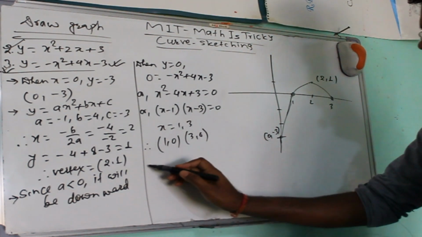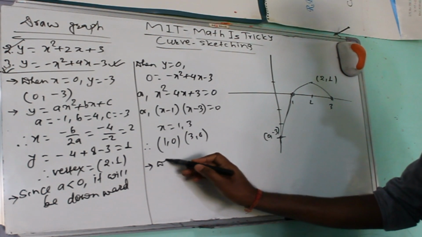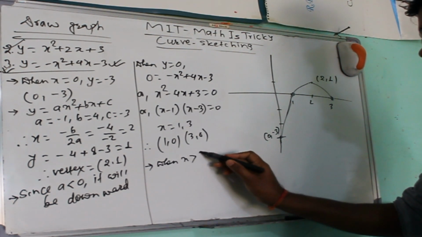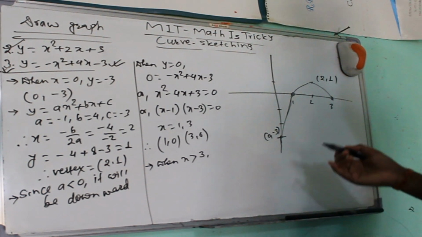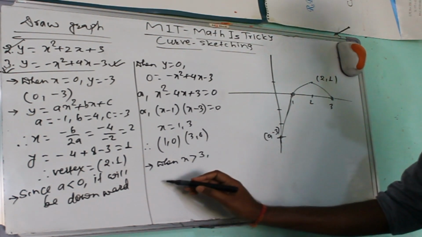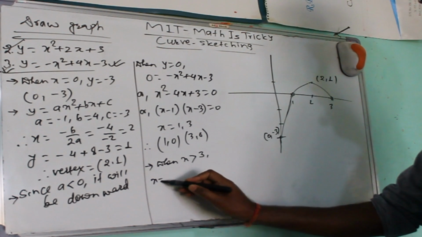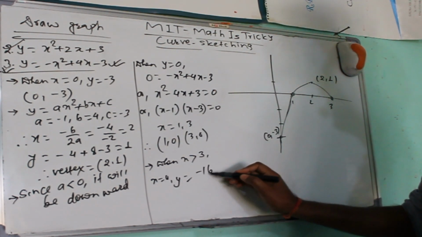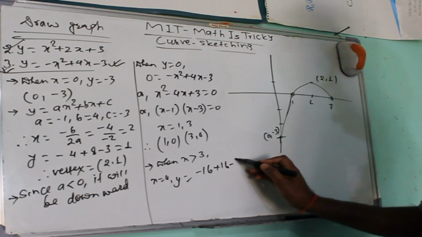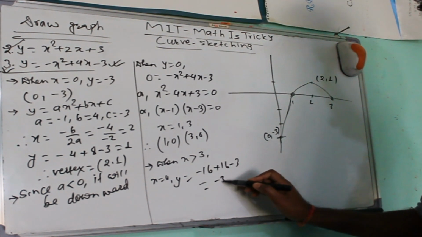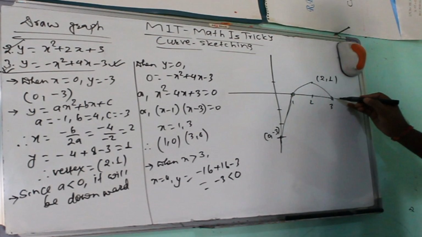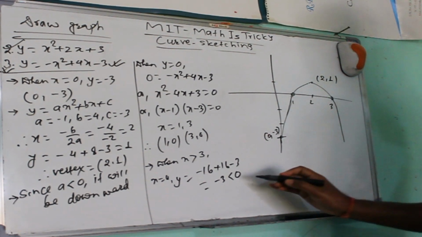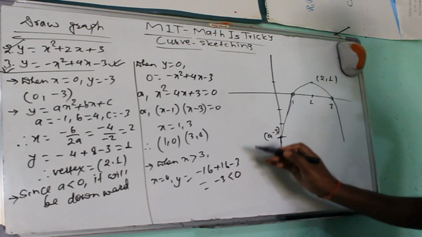Now, let's write here the next point: when x is greater than 3, let's see what is happening. So take any point greater than 3, say 4. Suppose we are putting x equals 4. What do you get here? y equals minus 16 plus 16 minus 3, which gives minus 3, which is less than 0. It means it is going down. So this is how we can have the graph for this.